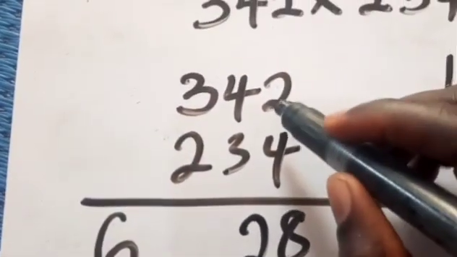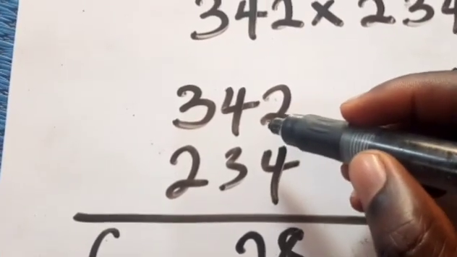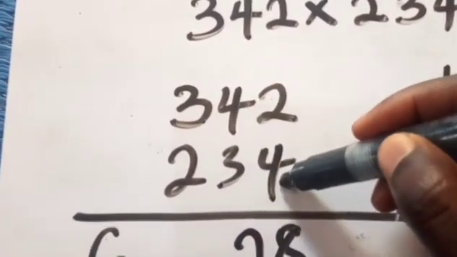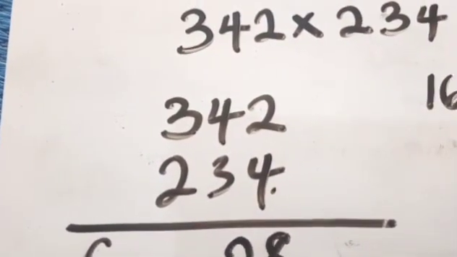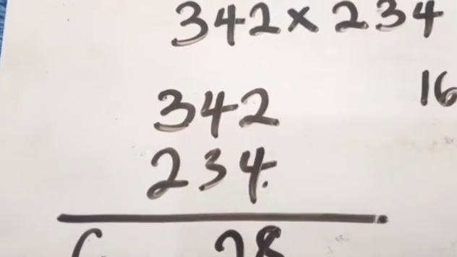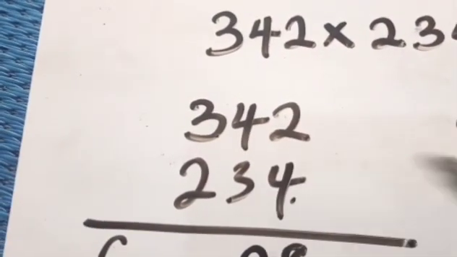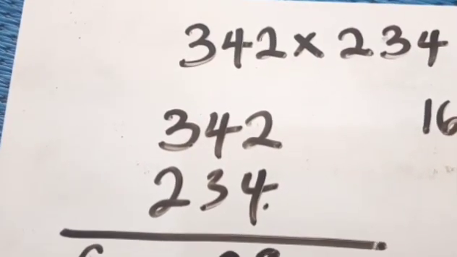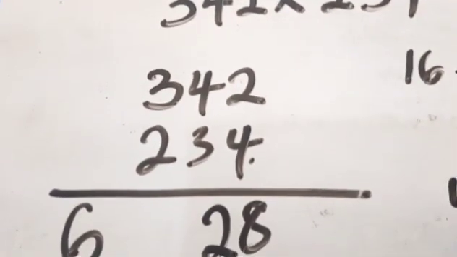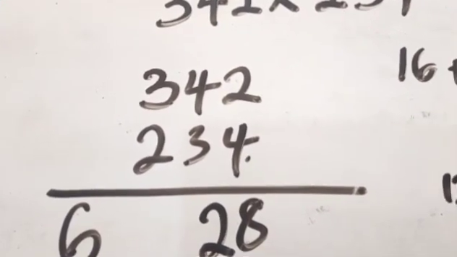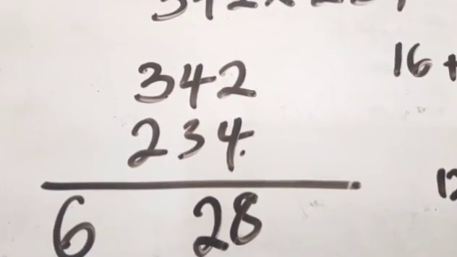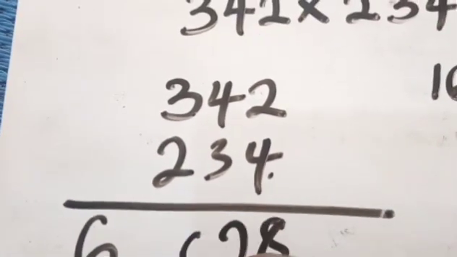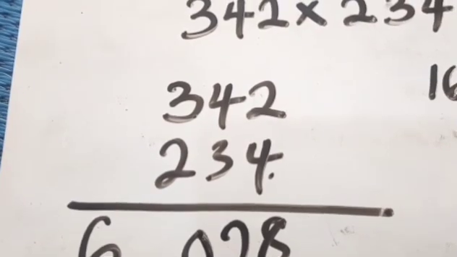Then the next thing you are going to do now is to cross multiply all the numbers. So 3 times 4 will give 12. Then 2 times 2 will be 4. Then 3 times 4 will be 12. Don't forget to add this number you carried. So let's add it together. 2 plus 12 will give us 14. 14 plus 4 will give us 18. 18 plus 12 will give us 30. So you are going to write 0 and carry 3.